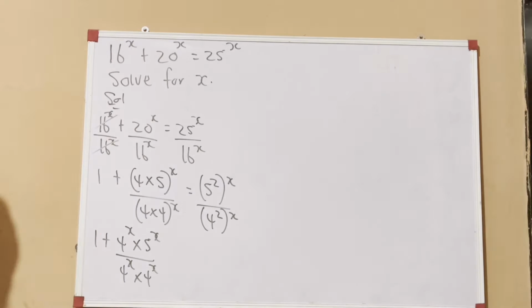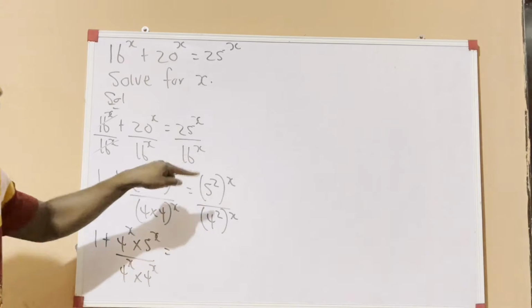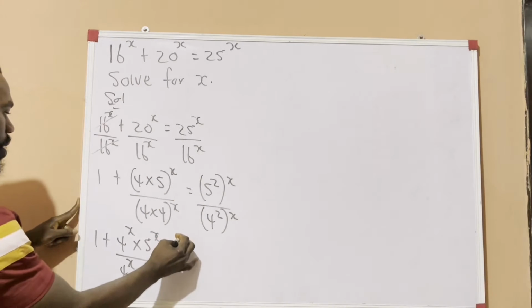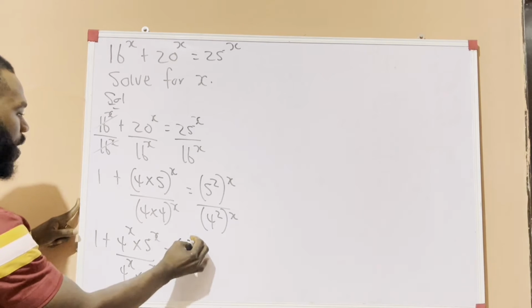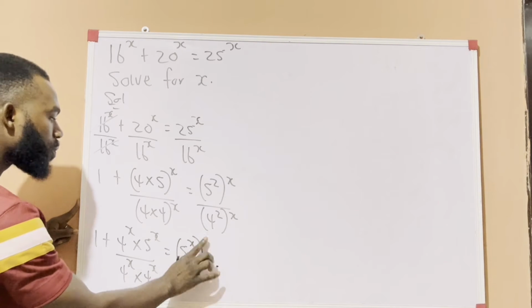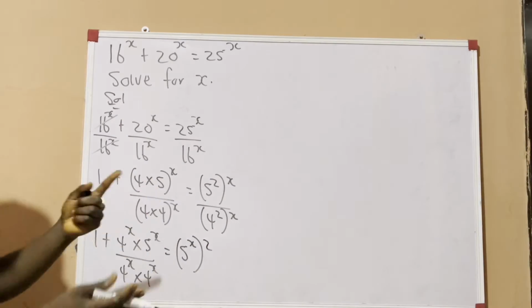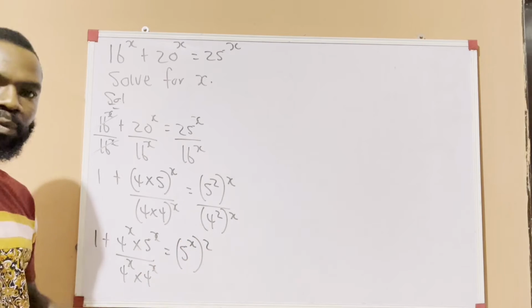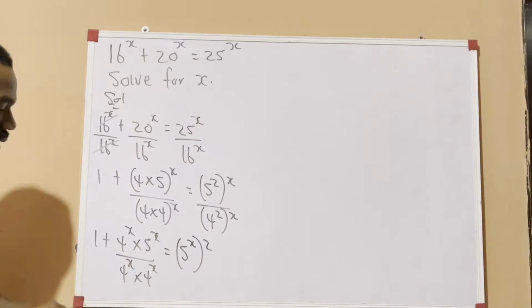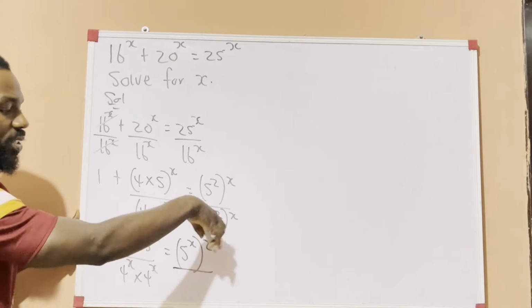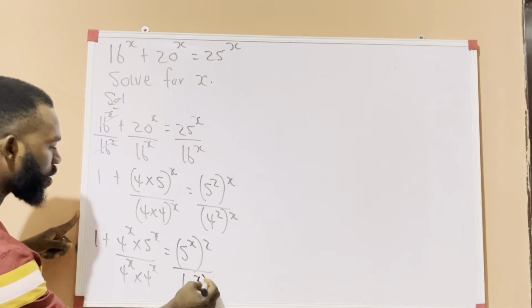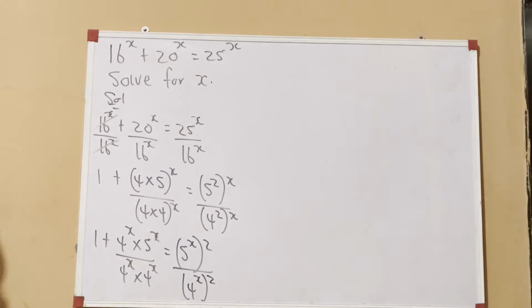All right, so at the right hand side we can say 5 raised to the power of 2, raised to the power of x, can also be written as 5 raised to the power of x, raised to the power of 2. What I did is that I switched the powers, because 2 times x will give us 2x, and also x times 2 will give us 2x. So they are the same thing. Now I'll do the same thing to the denominator. So here becomes 4 raised to the power of x, raised to the power of 2.